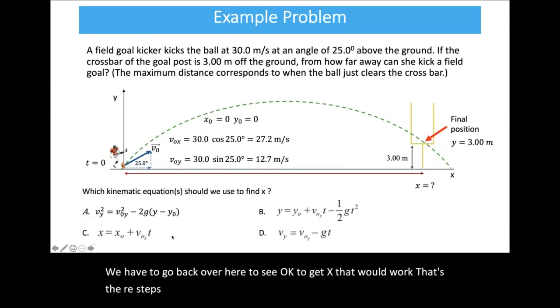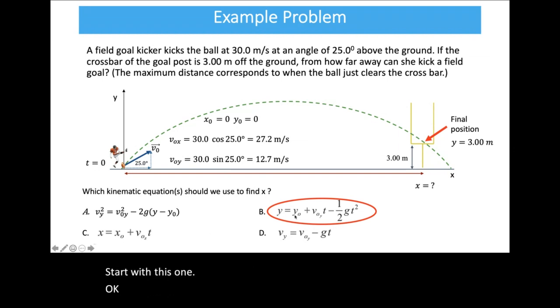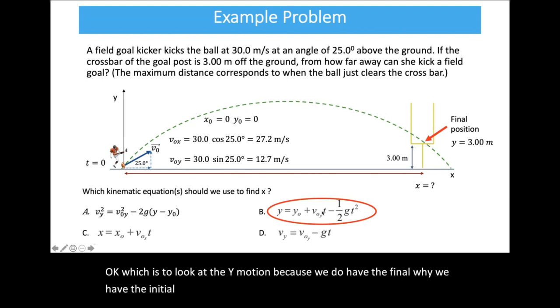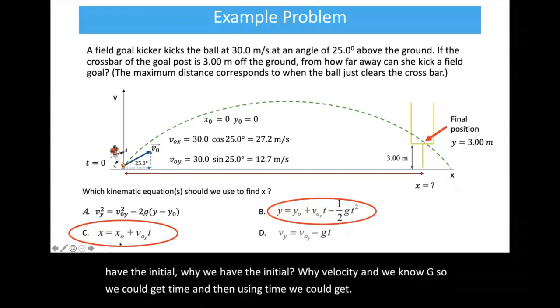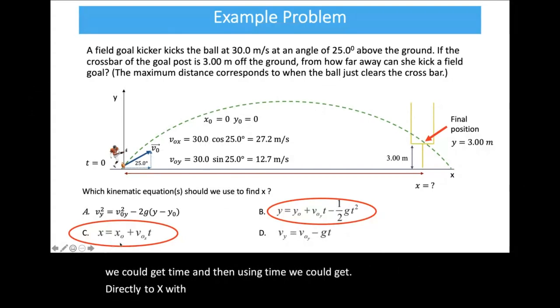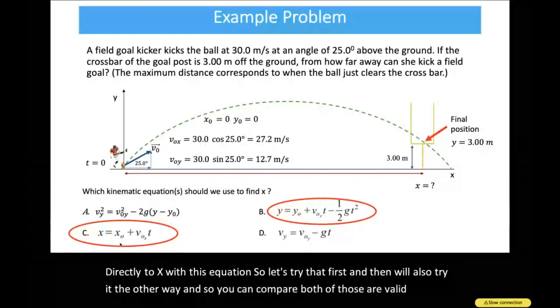The other way to do it, and I'm going to show you both ways actually, is to start with this one, which is to look at the y motion, because we do have the final y, the initial y, the initial y velocity, and we know g. So we could get time, and then using time, we could get directly to x with this equation. So let's try that first, and then we'll also try it the other way, so you can compare. Both of those are valid ways to do it.